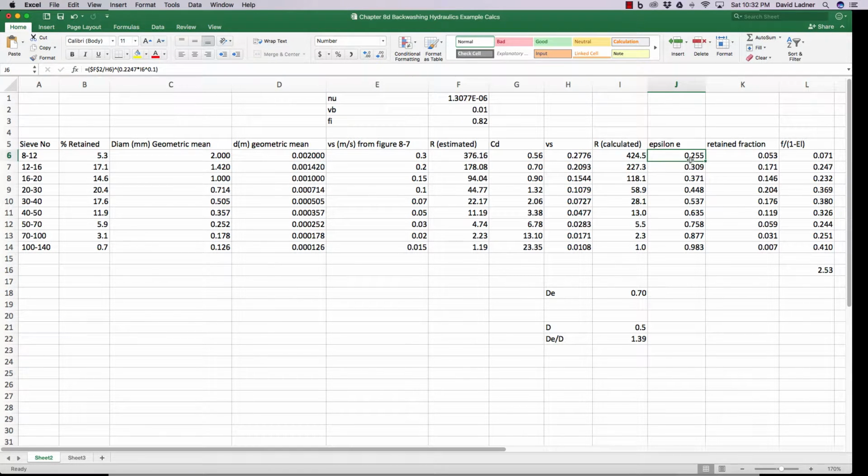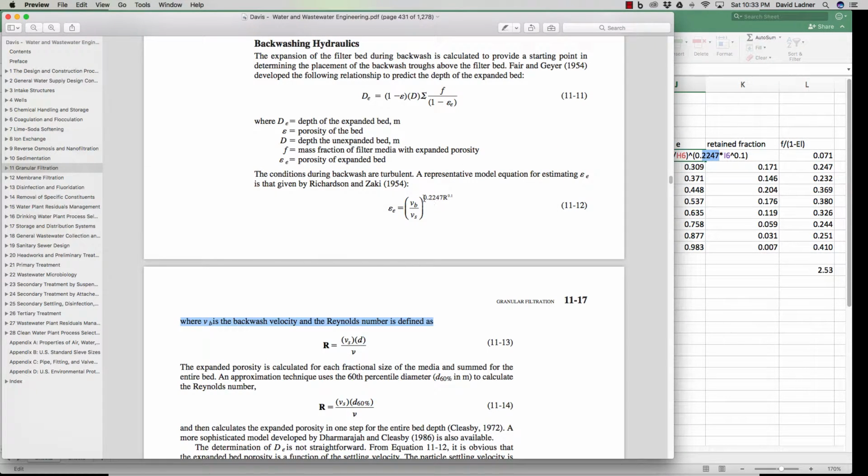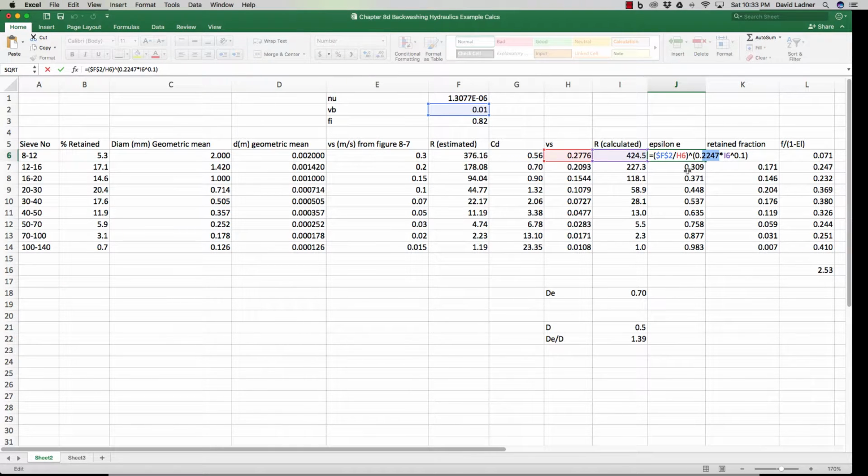Because we're going to use it right here for epsilon E. So epsilon E is going to be this backwash velocity divided by the settling velocity, with that exponent 0.2247 that we saw in that equation. Okay, now the question is, how did we get this backwash velocity of 0.01?